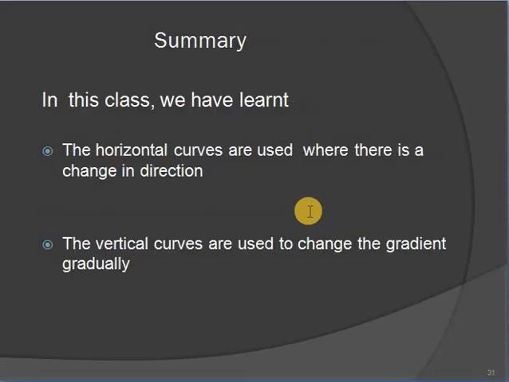So finally, the summary. In this class we have learned that horizontal curves are used where there is a change in direction, and vertical curves are used to change the gradient gradually. Based on these two points, the curves will be designed. Why? Because horizontal curves are used where there is a change in direction. A straight road is going on, and if any obstacle comes, we have to turn the road, for example if there are mountains or trees.